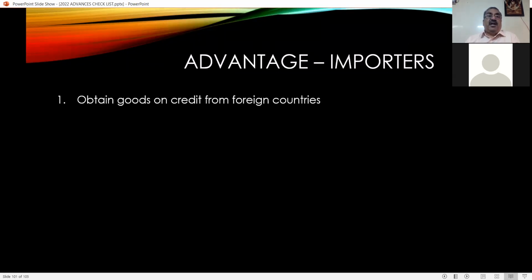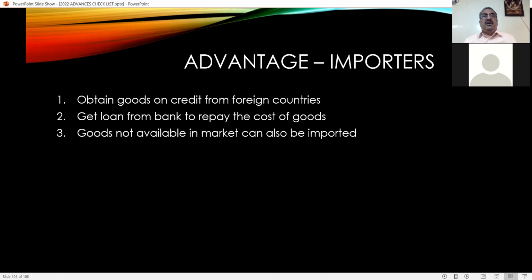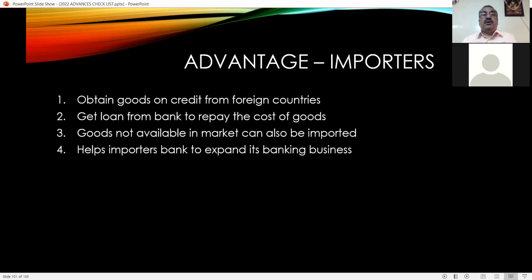Advantages for the importers: they obtain the goods on credit from foreign countries because there is no need to make the payment immediately. Interest is saved, and they can get a loan from the bank to repay the cost of the goods. So at the time of making the payment, they can avail the loan from the bank and make the payment. Goods not available in the market can also be imported. If the goods are not available in India, they can be imported, and for that also this LC can be used by the importers.